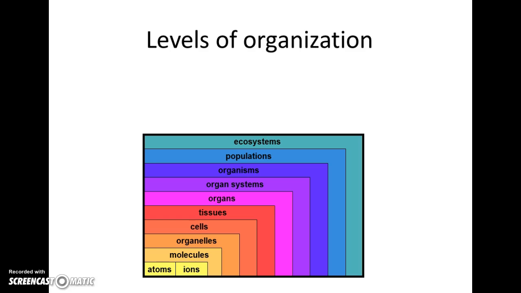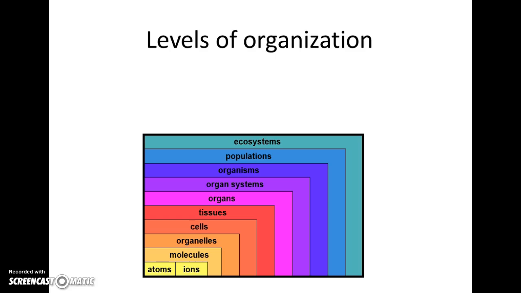Organelles are little workers in each cell. So they're almost like mini organs that function within cells to perform different functions. Cells are the smallest units of life. Atoms would be considered the smallest units of matter. So cells are our smallest units of life.